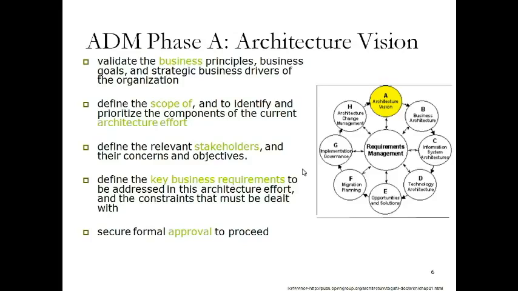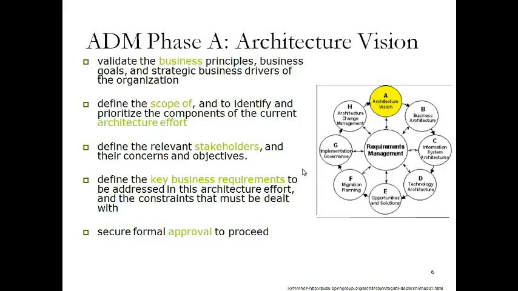After that, the second phase is architectural vision. During the architectural vision phase, we need to validate the business principles, business goals, and strategies that are driving the business within the organization. So we basically need to know what business principles are important to us. Make sure that we adhere to those principles and strategic business drivers of the organization.